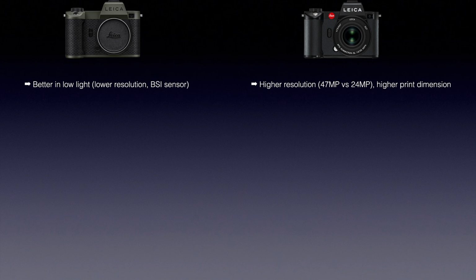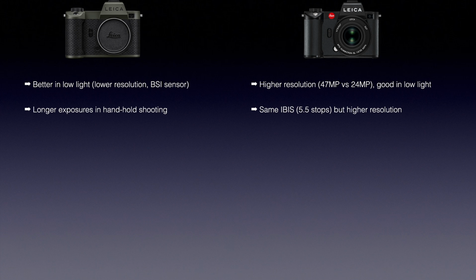So at the very end the differences between these two cameras can be summarized as follows. The SL2-S is better in low light performance because we have the same sensor size but a lower resolution, and of course, and that's very important, we have a backside illuminated sensor. And the SL2 has the higher resolution, which will enable higher print dimensions, but today with sophisticated software and AI you can enhance a 24 megapixel resolution easily to a 40 to 50 megapixel resolution without a lot of differences in quality.